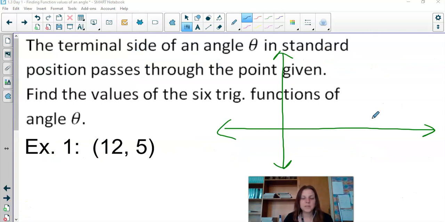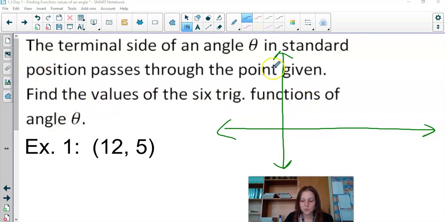So we have a terminal side of an angle theta in standard position, and I would write this down in your notes. So pause it now if needed. So we have the standard position. It passes through the point given. Find the values of the 6 trig functions of angle theta.